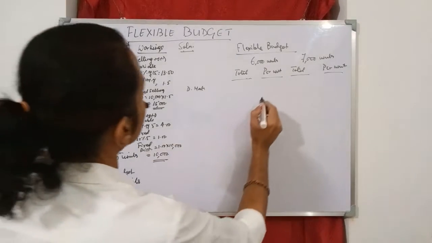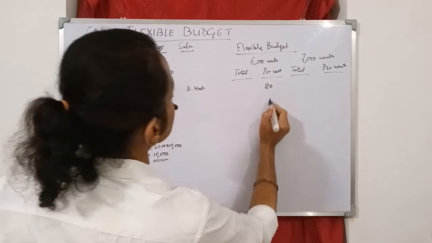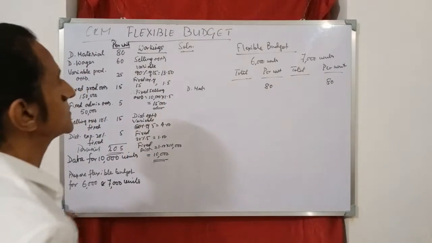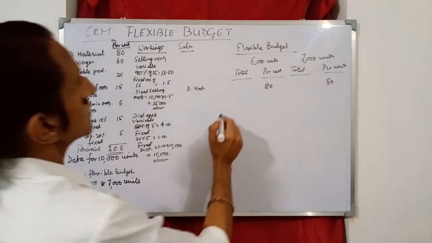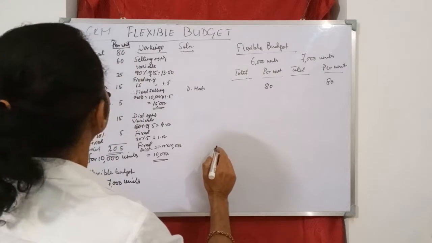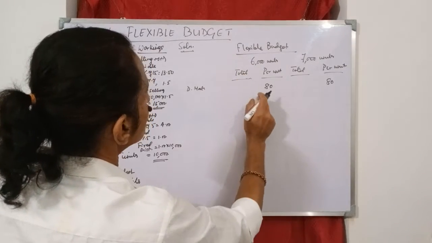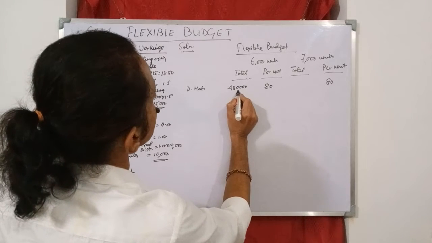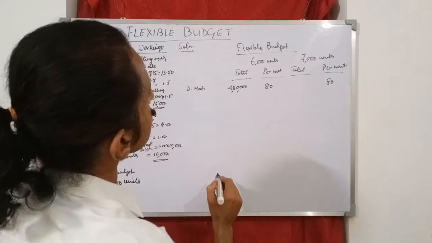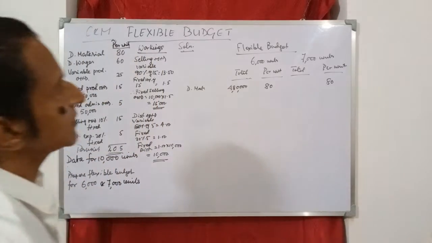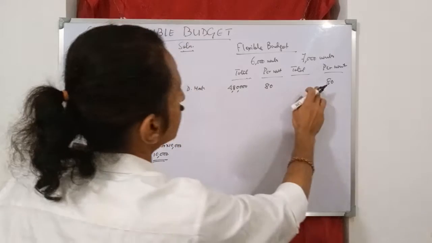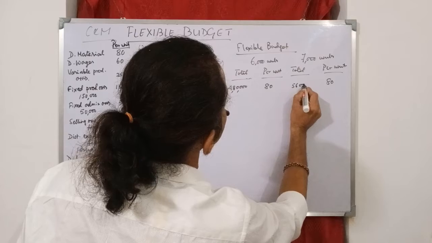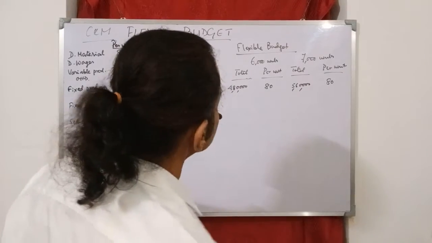How much? 80 per unit. This remains fixed, per unit remains fixed for all levels of activities. Production is 6,000 units and that is the sales. 6,000 into 80, that is 4,80,000 and here it is 7,000 into 80, 5,60,000.